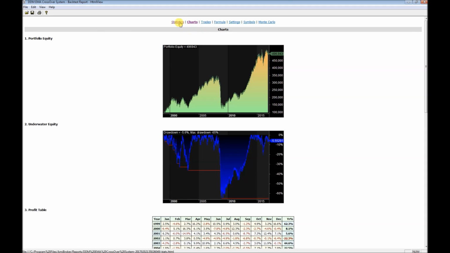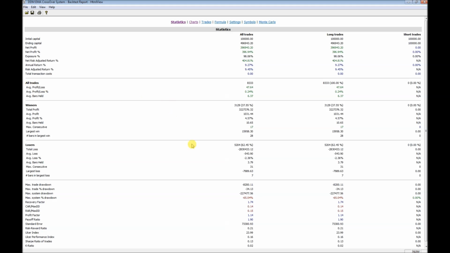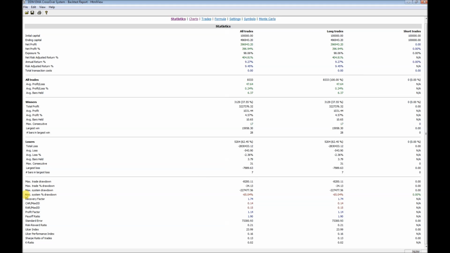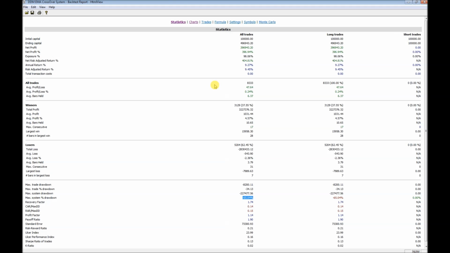Now, if we just go back to statistics, I'm not sure if I covered this or not, but let's have a look. You have to be aware of what your system's weaknesses might be, and you can see here that at some point, since 1999 to today, it would have taken a roughly 65% drawdown, which is pretty significant. So usually when we're developing systems and looking at things like this, we look at ways of mitigating those kinds of drawdowns, either through position sizing or through using macro filters, what I call macro filters, where you can tell it not to trade in certain environments.